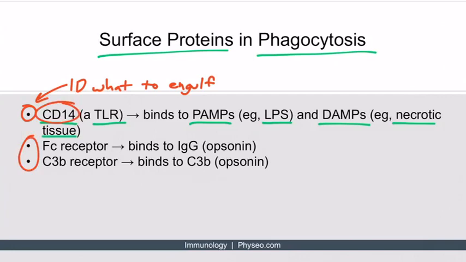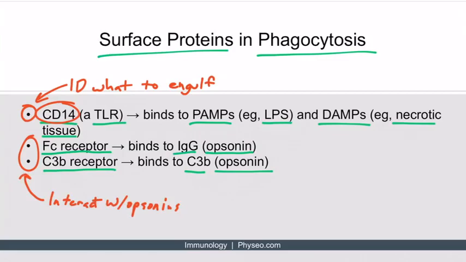The next 2 bullet points show how they interact with opsonins. They do this using an Fc receptor, which will bind to the Fc portion of IgG. Again, that's one of the 2 major opsonins you need to be aware of. Another receptor is the C3b receptor. This will bind to C3b, which again is an opsonin. So now we can see what surface proteins or receptors are necessary for macrophages in order to interact with opsonins.